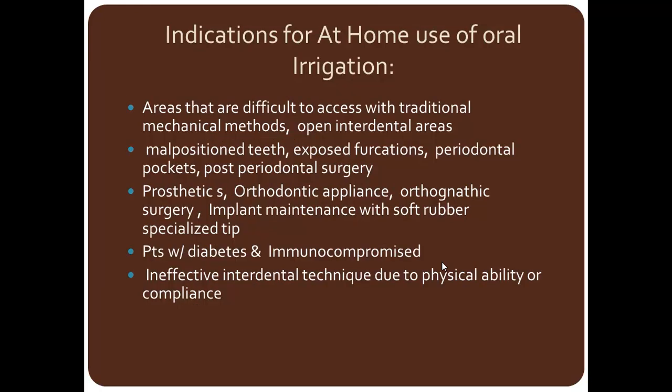So basically, indications for at-home use of oral irrigation: areas that are difficult to access with traditional mechanical methods, or open interdental areas, malposed teeth, exposed furcations, periodontal pockets, post-perio surgery, prosthetics, orthognathic surgery, implant maintenance, as long as they use the specialized rubber tip and not the metal. Patients with diabetes or immunocompromised patients, or any ineffective interdental technique due to physical ability or compliance, may be able to use the oral irrigator with no syringe.